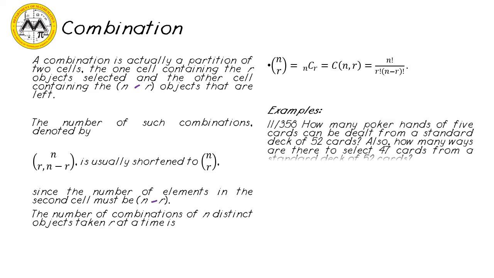So, for example, how many poker hands of 5 cards? A poker hand is a hand containing 5 cards. And a standard deck has 52 cards. So from 52, we select 5.